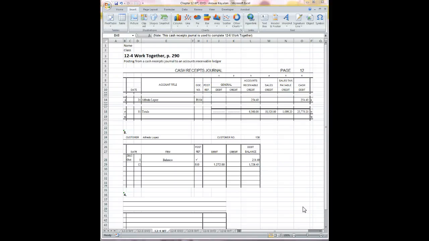This is the walkthrough for 12-4 Work Together, and we are on page 290 of your textbook. We are posting from a cash receipts journal to an accounts receivable ledger. It says the following partial journal page for Graphics Inc. is given in the working papers, page 12 of the cash receipts journal. Cash receipts journal, page 12.